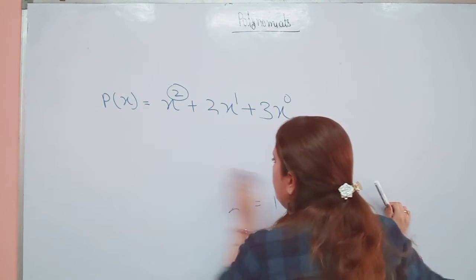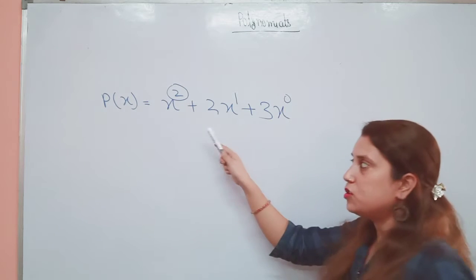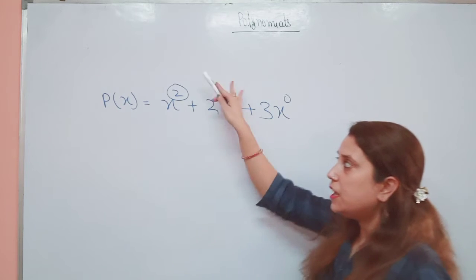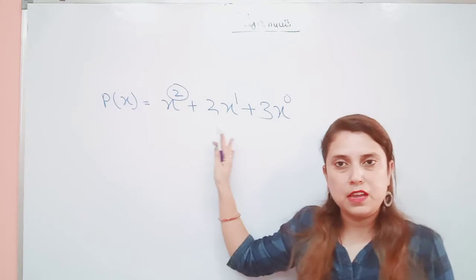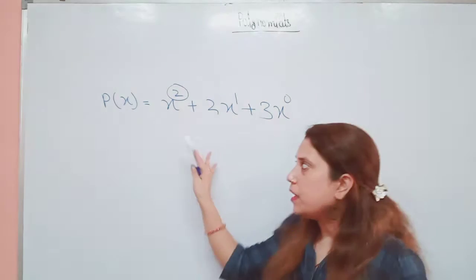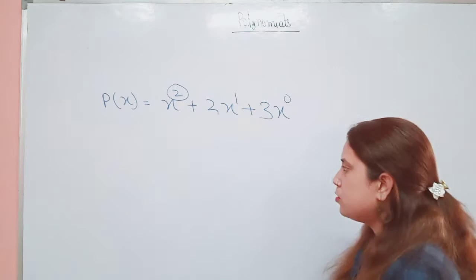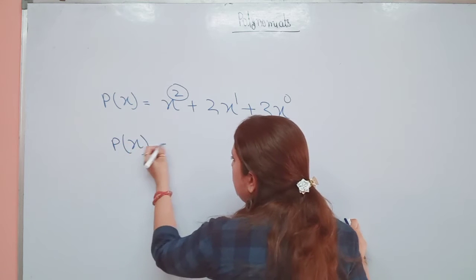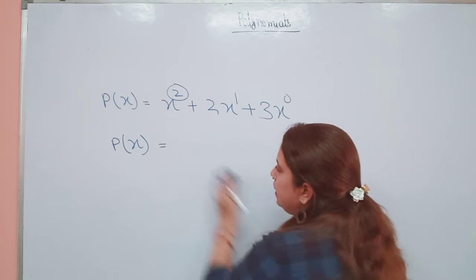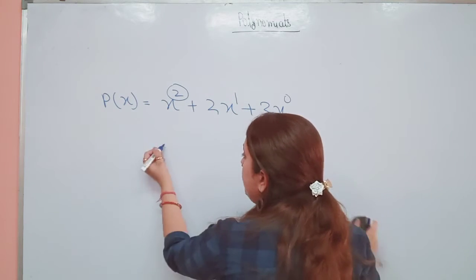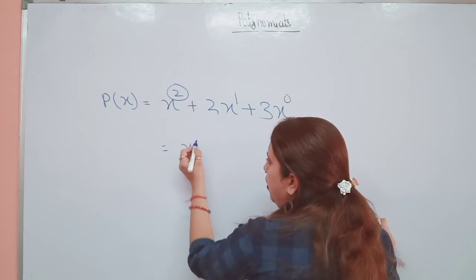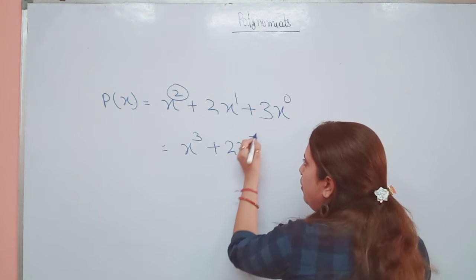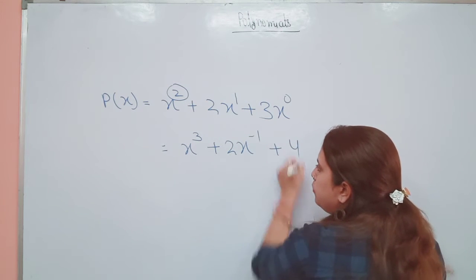So how will we check whether the given expression is a polynomial or not? First we check the degree of the variable. If the degree of the variable is a whole number, then the given expression is a polynomial. So let's take another example. Suppose p(x), any expression, is given as x raised to the power 3 plus 2x raised to the power minus 1 plus 4.